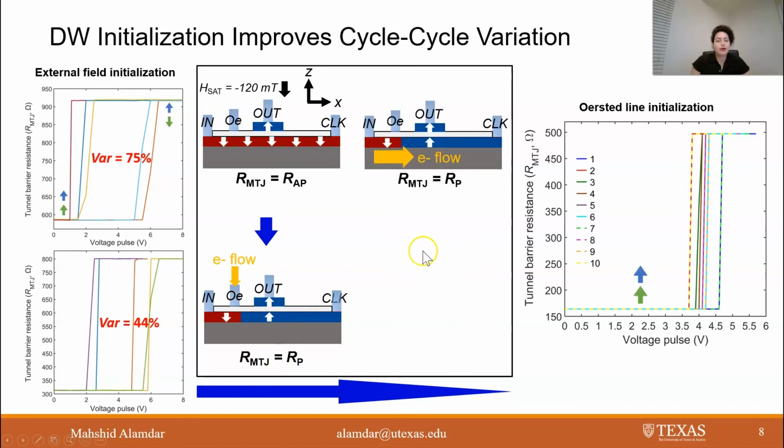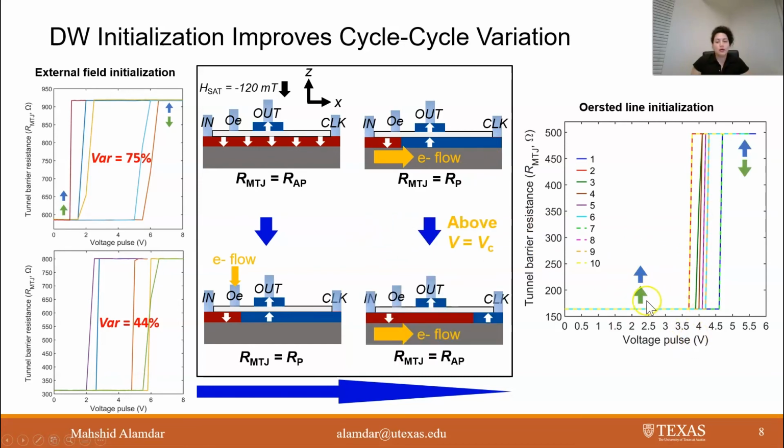Next, the voltage is applied from in to clock to switch the domain wall that has been nucleated, and this switches the MTJ back to the antiparallel situation. This figure at right shows the initialization cycle-to-cycle variation of a device over 10 cycles, and here the variation is 10.66%, which is decreased from the 44 up to 75% variation that we had before domain wall nucleation.